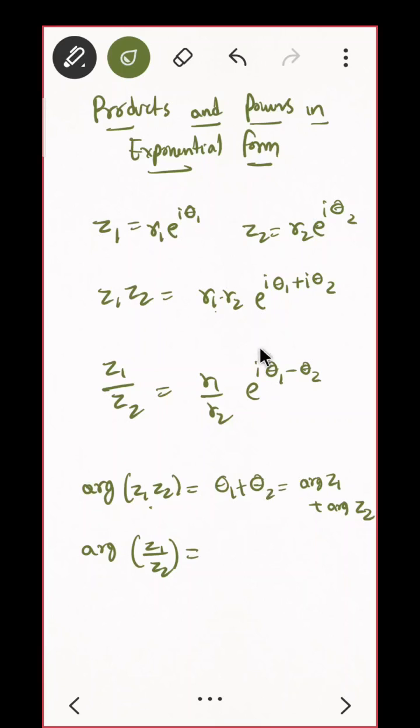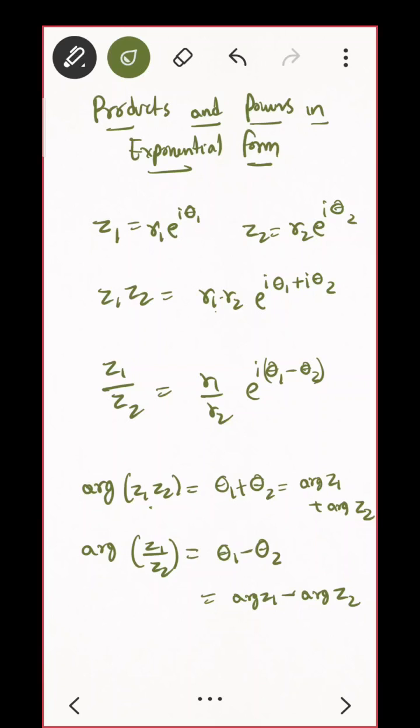Here also there is I, and I will just take a bracket here. And what about the argument of z1 by z2? That is theta 1 minus theta 2. Perfect. And that is the same as argument of z1 minus argument of z2. Do you see? This also works like log. So you just remember this small argument works like log.